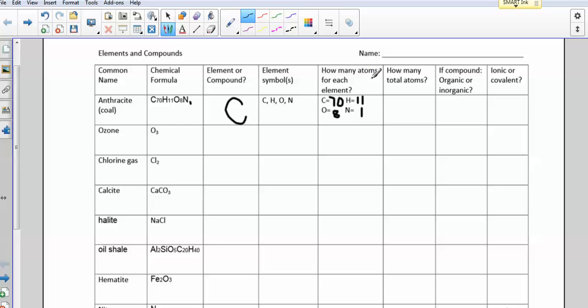The next question asks, how many total atoms? Well, we're going to do a little bit of math. We're going to add all these numbers together. So I've got 70 plus 11 plus 8 plus 1. And you could plug that into a calculator, but 70 plus 11 is 81. 81 plus 8 is 89. 89 plus 1 is 90. And you can trust the calculator here.